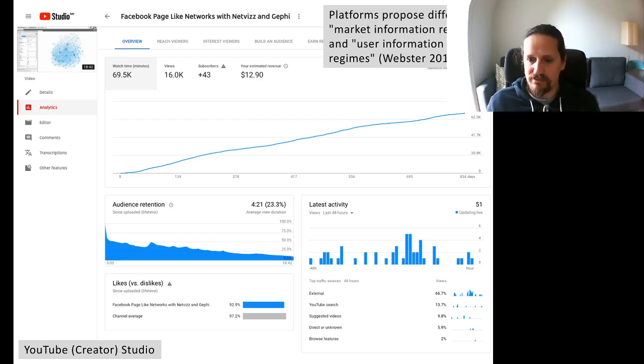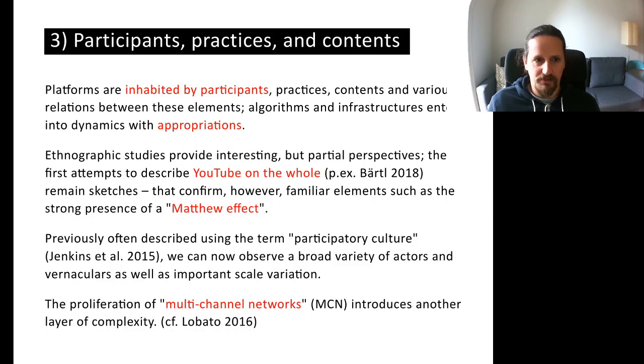So again, these interfaces give creators, of course, a lot of possibilities, but they're still shaped by the company. So there was a second element. First one, algorithms, infrastructures, and now, of course, we have the fact that these interfaces and these systems are inhabited by a lot of different participants, like practices, contents, and all kinds of relations between them. So the technical stuff, the algorithms and the infrastructures, they enter into dynamics which is sometimes called appropriation, right?